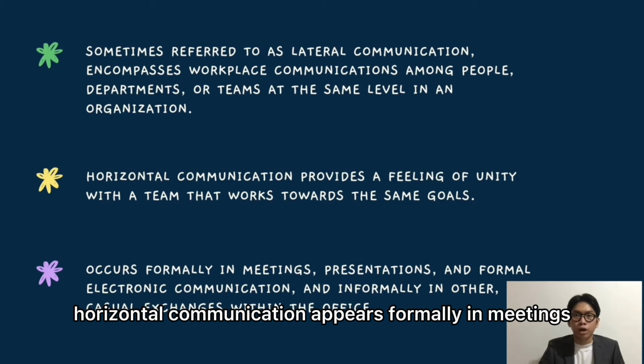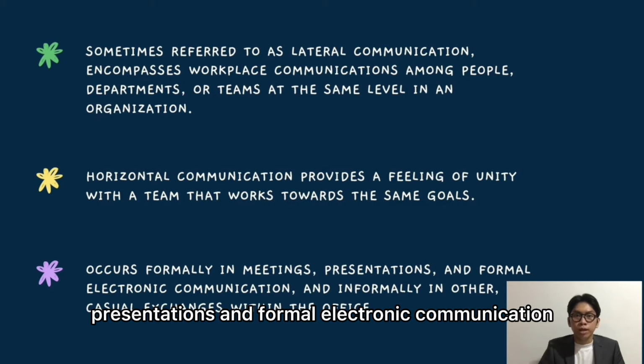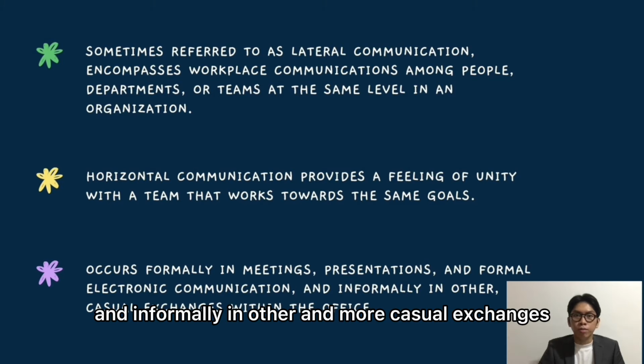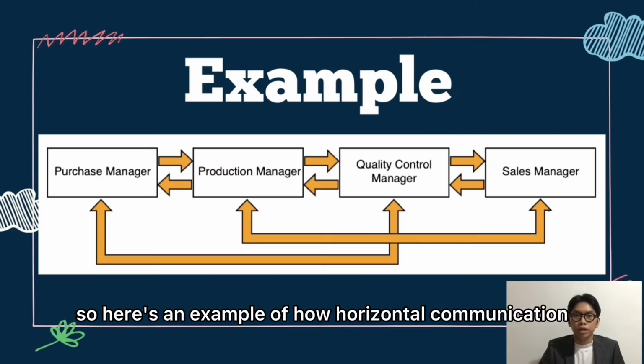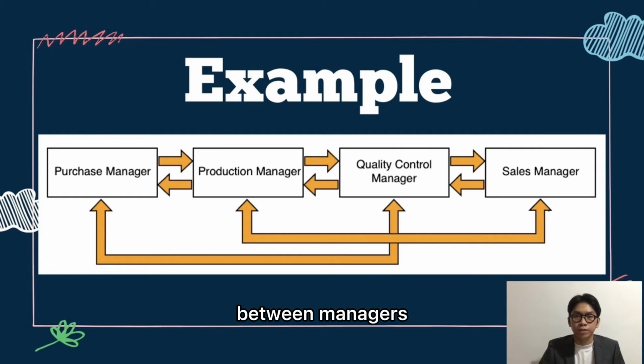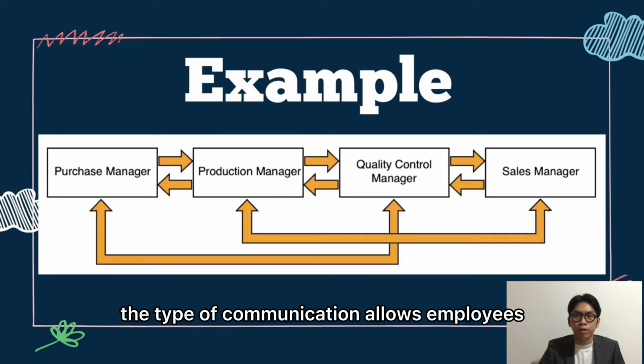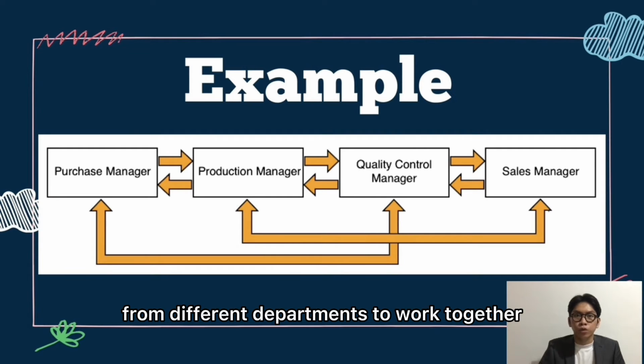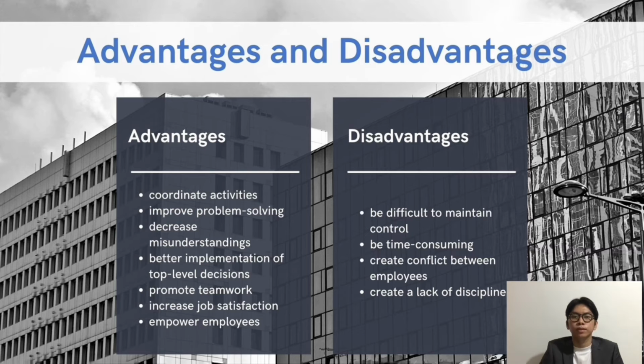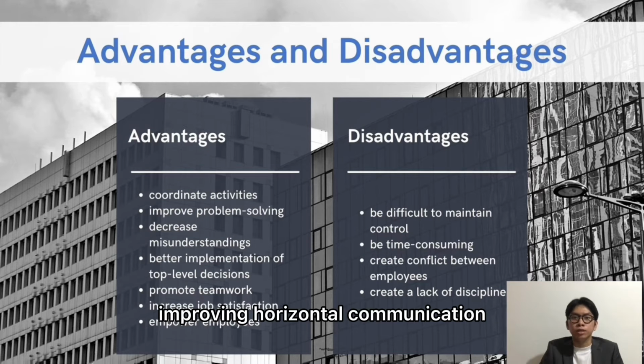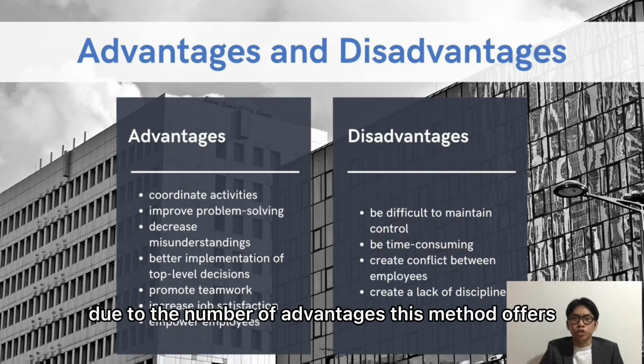Horizontal communication occurs formally in meetings, presentations, and formal electronic communication, and informally in other, more casual exchanges within the office. So here's an example of horizontal communication between managers. This type of communication allows employees from different departments to work together in a synchronized work environment. Improving horizontal communication is a trend in business today due to the number of advantages this method offers.